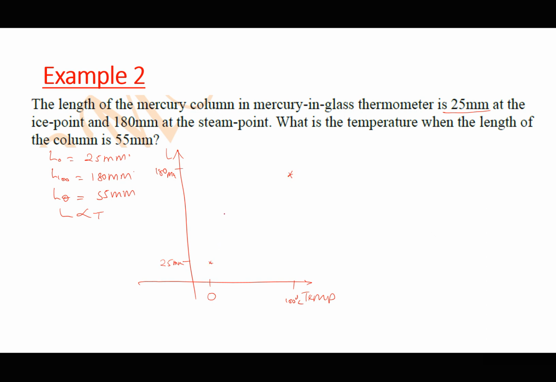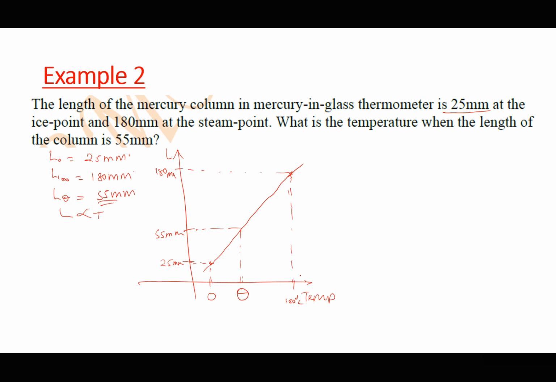These 2 points, because L varies linearly with the temperature, should give you what? A straight line. And if they give you a straight line, then you can be able to estimate when L is 55, that is between 25 and 180. So let's say 55 millimeters is still somewhere here. So this is going to help us to find theta. So we have this point, and this point here.